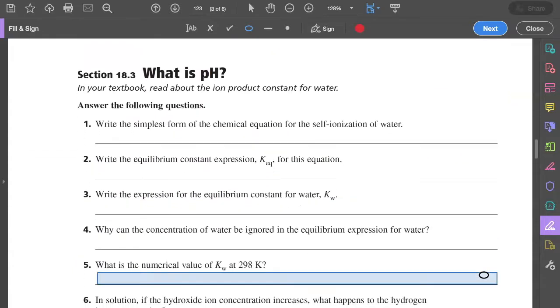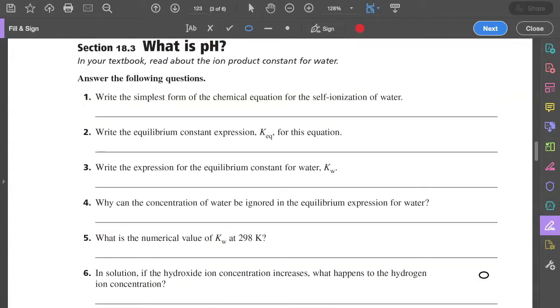All right, page 3. Here we're talking about pH. First question, write the simplest form of the chemical equation for the self-ionization of water. There we go. And again, sorry I'm not able to do subscripts with this program, but we have H2O, liquid, yields hydrogen ion and hydroxide ion.